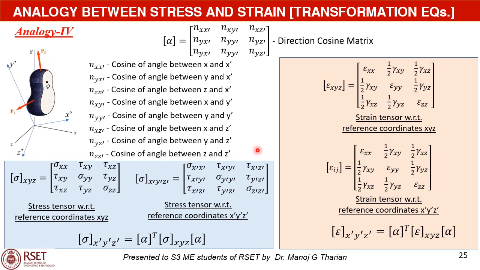The analogous relationship in the case of strain is epsilon x dash, y dash, z dash is equal to alpha transpose epsilon x, y, z into alpha, where epsilon x dash, y dash, z dash is the strain tensor with respect to the transformed coordinate system x dash, y dash, z dash, and epsilon x, y, z is the strain tensor with respect to the original coordinate system x, y, z.